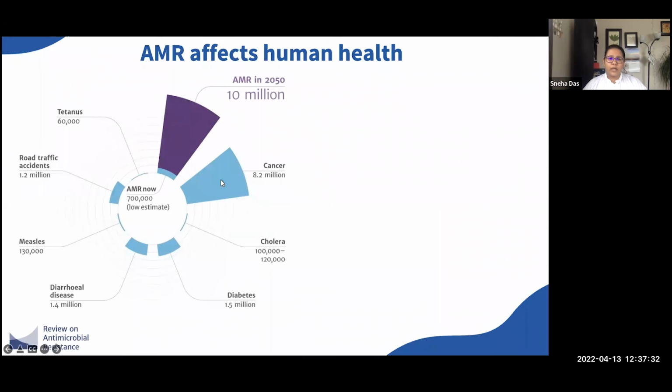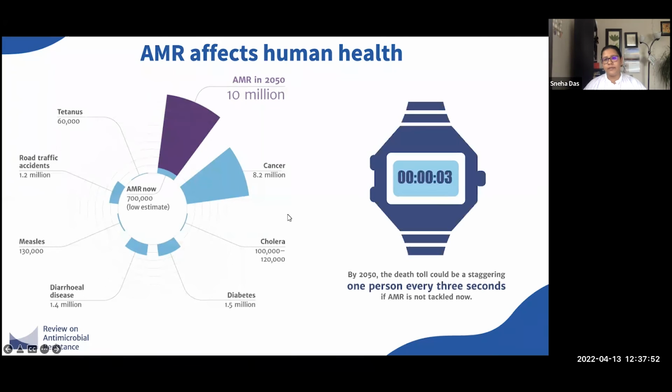As of now, antimicrobial resistant infections kill as many as 1.2 million people. And in the year 2050, this number can go as high as 10 million, which will surpass both cancer and diabetes. If this problem is not tackled, one person can die every 3 seconds. So this is a huge, huge toll.